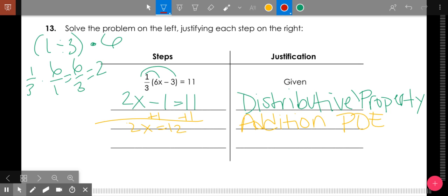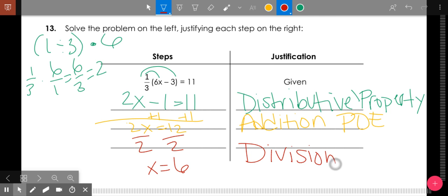And then my last step, I'm going to divide by 2. 12 divided by 2 is 6. So your answer is 6. And this last step was the division property of equality, since I did it to both sides. And that is that problem.